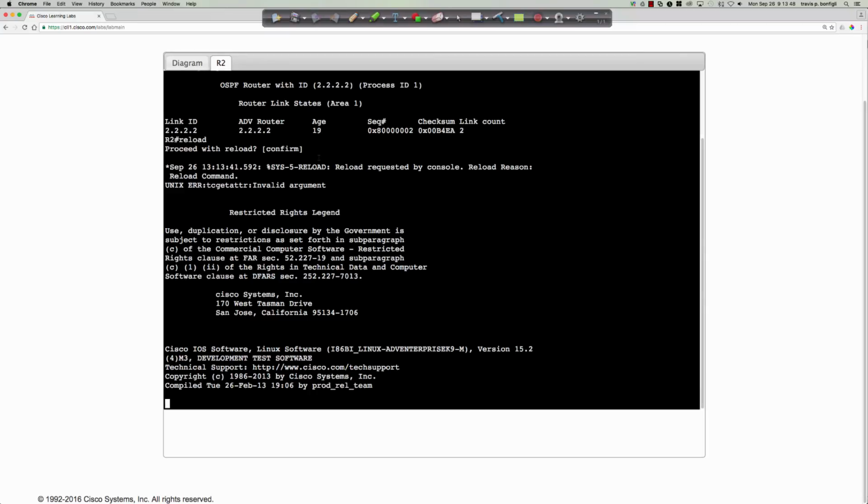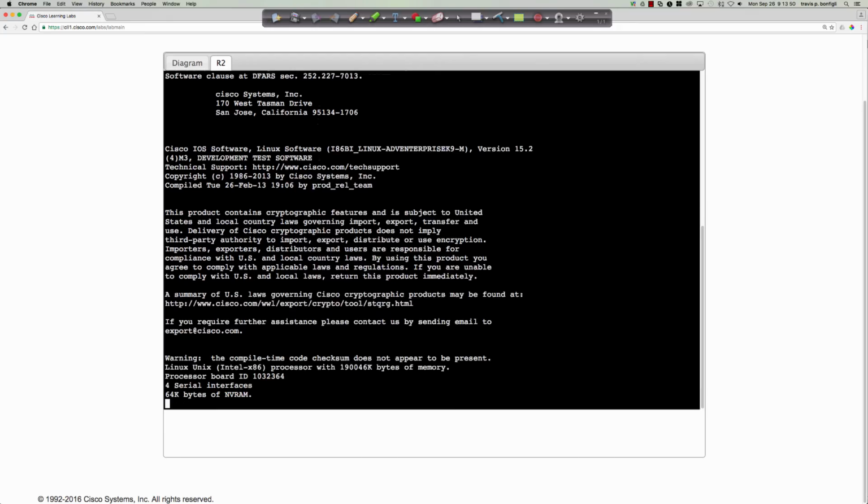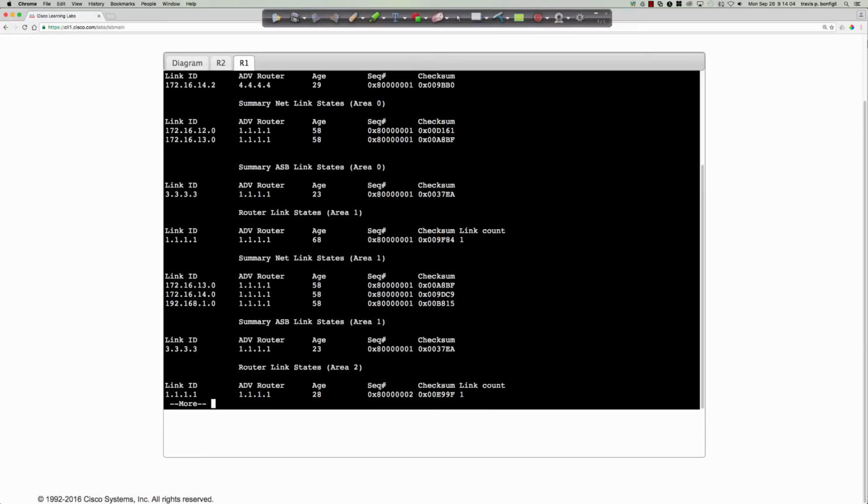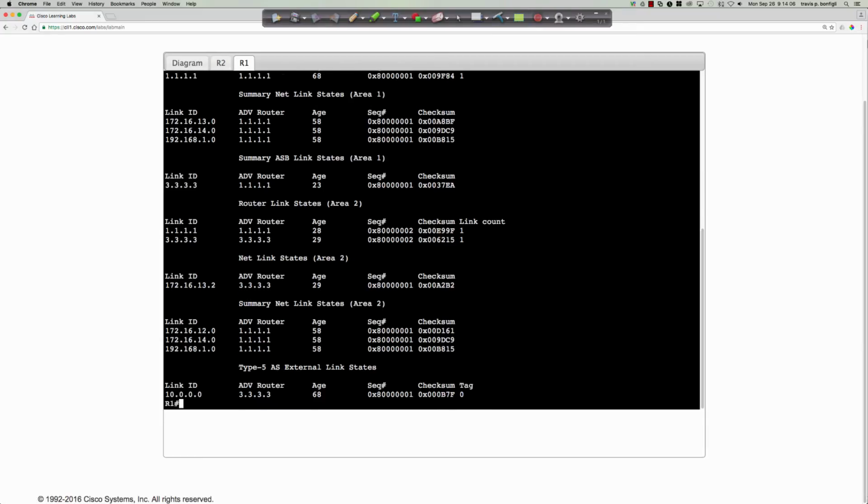Excuse me. So while router 2 is rebooting, because it should be seeing way more than that, we'll come back over here to router 1 and get into privilege exec and say show IP OSPF database. There we go. And that's what we're looking for. So we can see far more information here, but you can see that since it's the area border router, router 1 is getting information and must maintain a full link state database for area 1 as well as area 2.